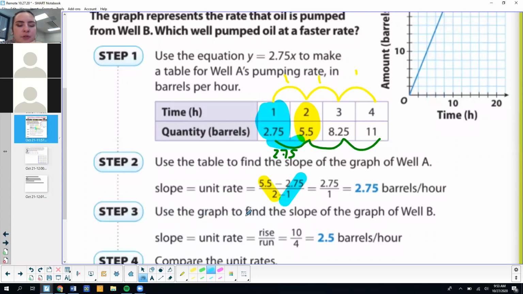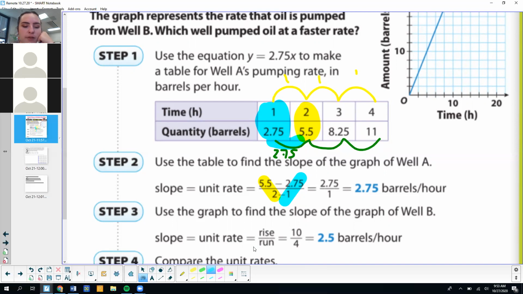Step 3, use the graph to find the slope of the graph of well B. Slope equals unit rate equals rise over run. So slope, rise over run, unit rate, and constant of proportionality are all the same thing. We call them different things just so we can build up that understanding, but they are the rate at which a line is going or a proportional relationship is extending.